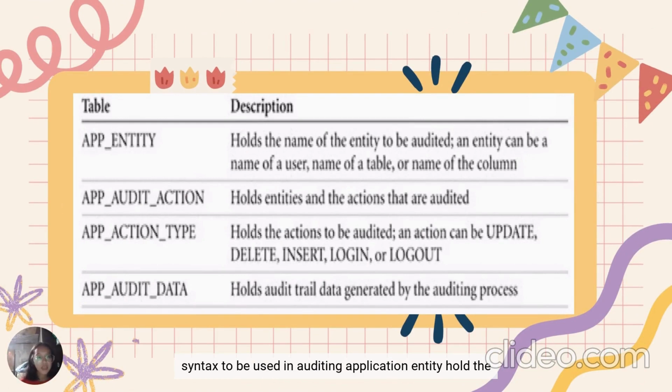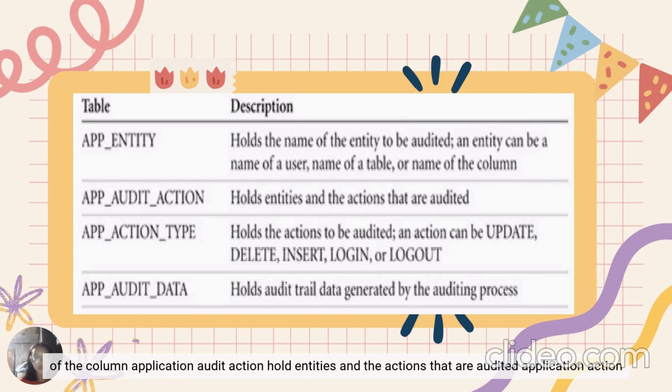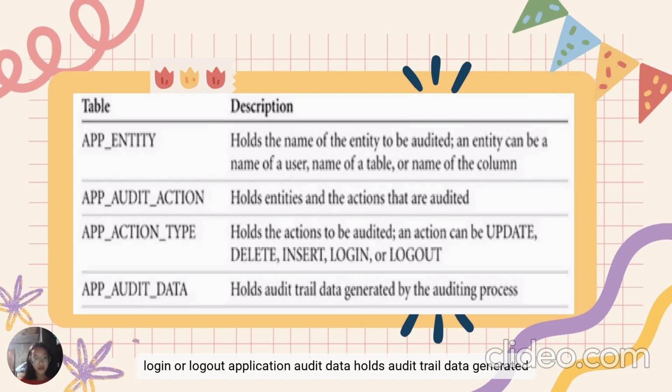App entity holds the name of the entity to be audited. An entity can be the name of a user, the name of a table, or the name of a column. Application audit action holds entities and the actions that are audited. Application action type holds the actions to be audited. An action can be update, delete, insert, log in, or log out. Application audit data holds audit trail data generated by auditing processes.